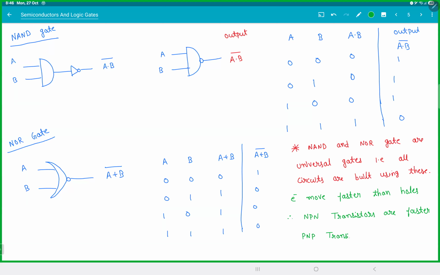I'll try to give an idea in the next class what is a PNP NPN transistor. Basic idea you can have, but just remember that reason and everything. A direct CET level question: which of the following gates are called universal gates? They'll give you 4 options. NAND and NOR gate. Clear with this.